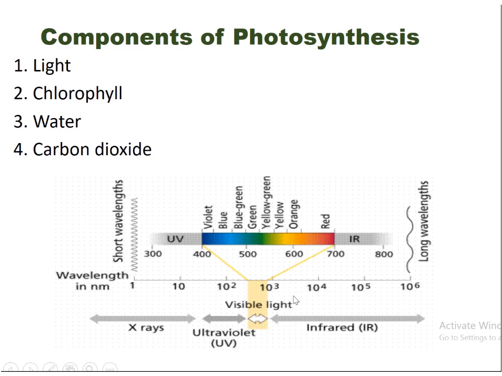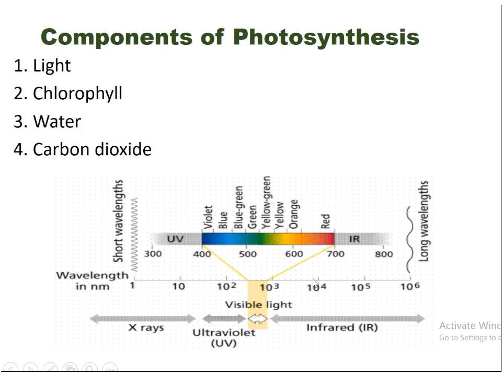Plants mostly absorb the red and blue wavelengths. That means this red wavelength and this blue wavelength, and they do not absorb light from the green wavelength. Researchers found that the maximum amount of photosynthesis takes place under red color. The wavelength of the red color spectrum is 650 nanometers to 760 nanometers.